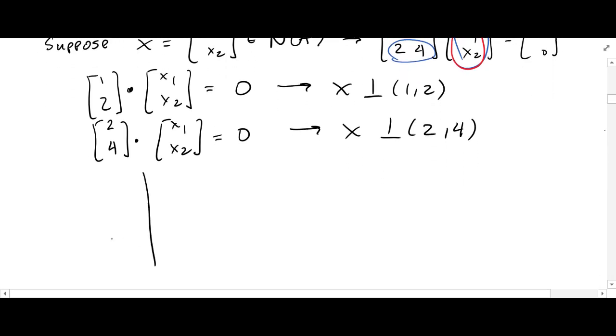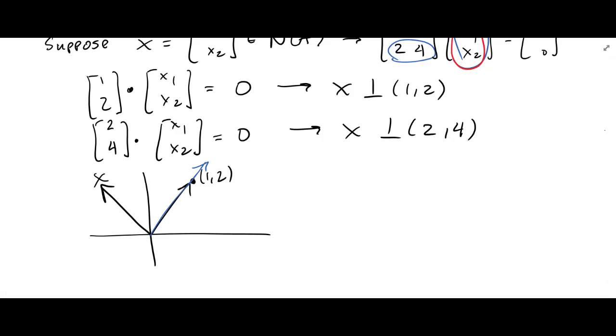So if we draw that, (1, 2) is like this. So x is perpendicular to that, meaning x is like that. It's also perpendicular to (2, 4), but since (2, 4) is just a multiple of (1, 2), these are essentially the same condition. If you're perpendicular to (1, 2), then you're going to be perpendicular to (2, 4). So these are the same.